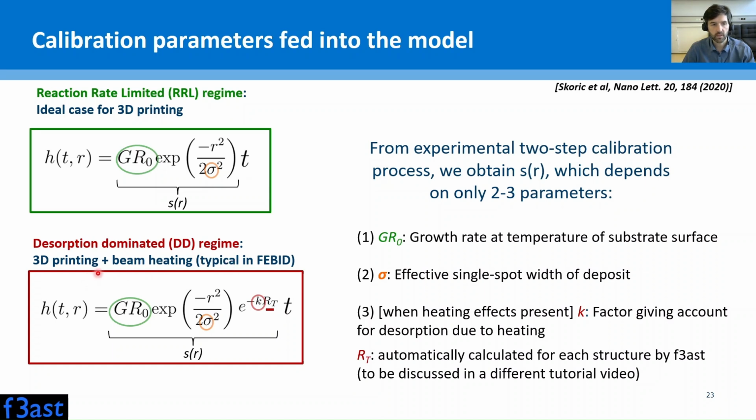But if we are in the desorption-dominated regime, which may happen in Febit because of the low thermal conductivity of the deposits, I will have also beam heating, and therefore the height is not only proportional to the two factors that also take place in the reaction rate limited regime, but I also have this exponential decay that once more depends on the thermal resistance and this factor K that is effectively taking into account the heating due to the beam. This thermal resistance is automatically calculated for each structure by f3ast, and this will be discussed in more detail in a different tutorial video.